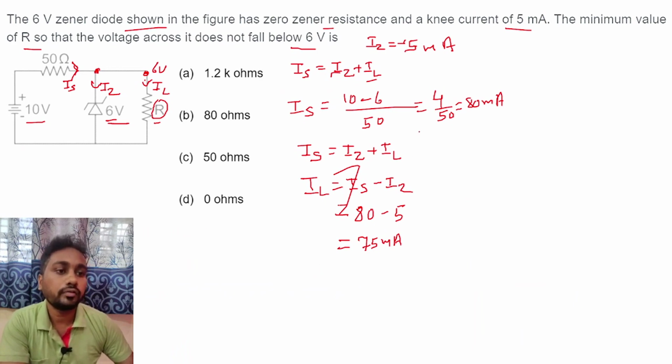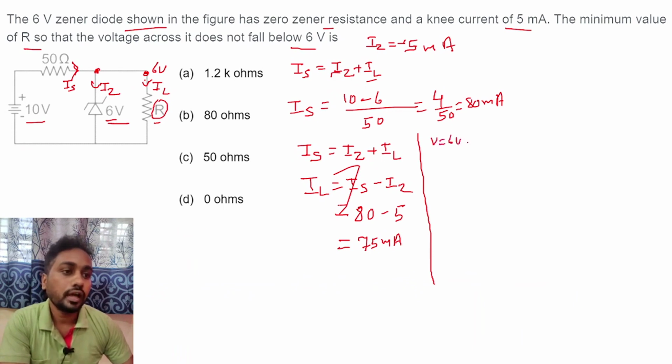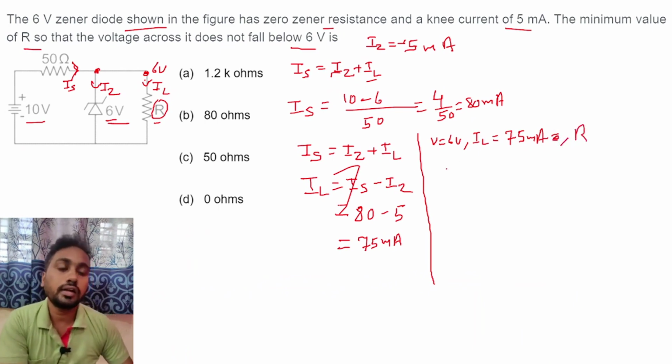Now we have to find what? We need to find the R value. We know the voltage is 6 volt, and IL we know how much? IL is 75 milliampere. Now we need to find the R value. So if we apply Ohm's law, V equals IR. Okay, V equals IR.